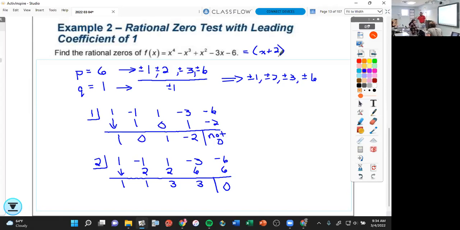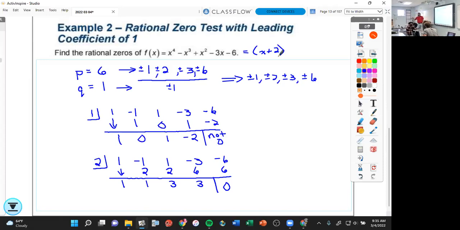And if I take the x plus 2 out, see if y'all remember from yesterday, what's left? What does this represent? This would be 1x cubed, right? It went down by 1. X cubed plus x squared plus 3x plus 3. And we could keep going.